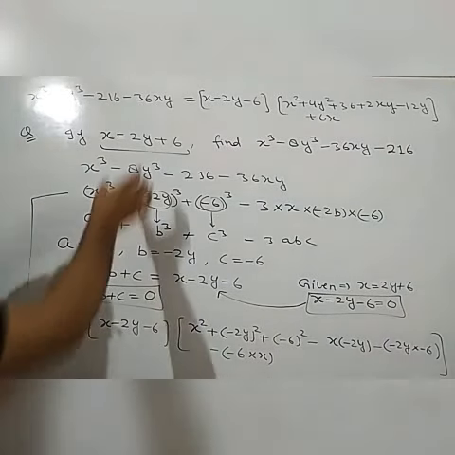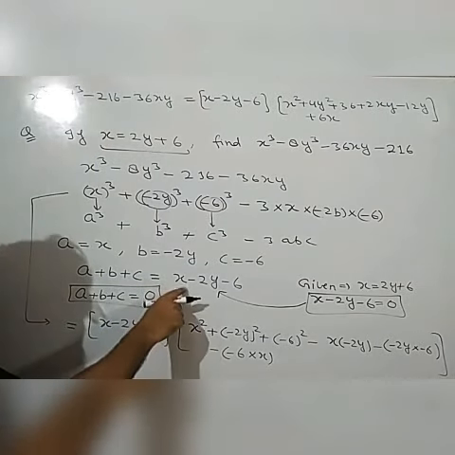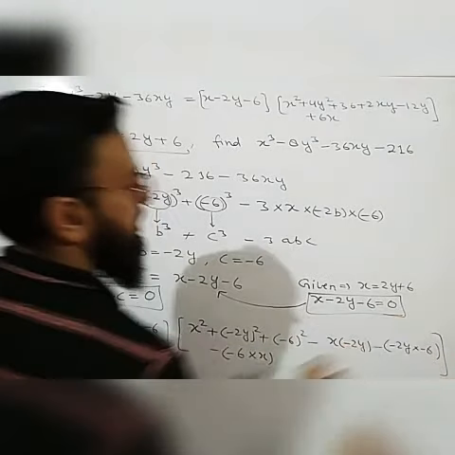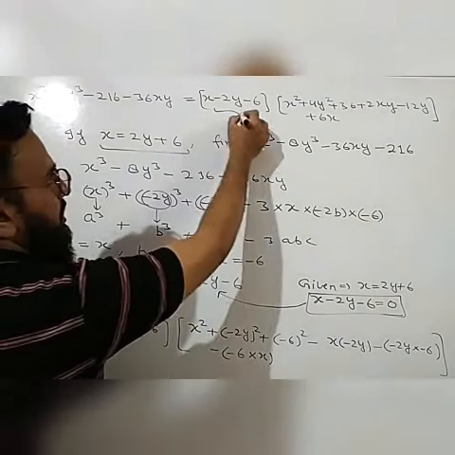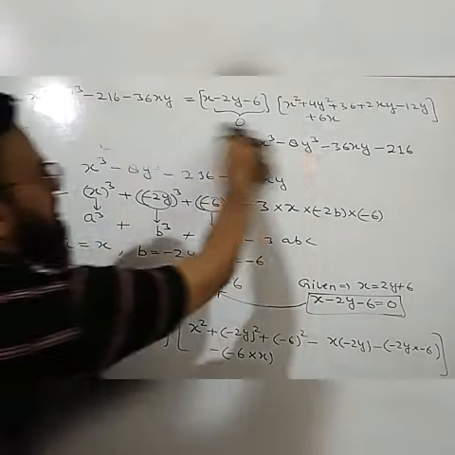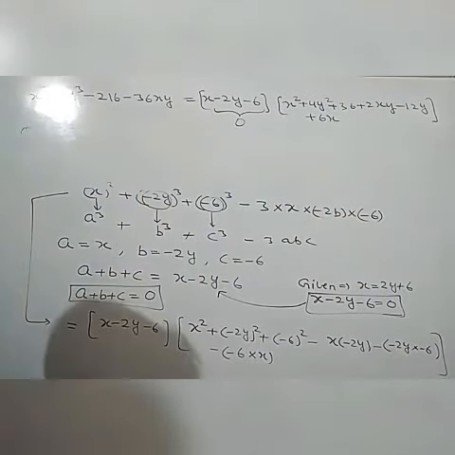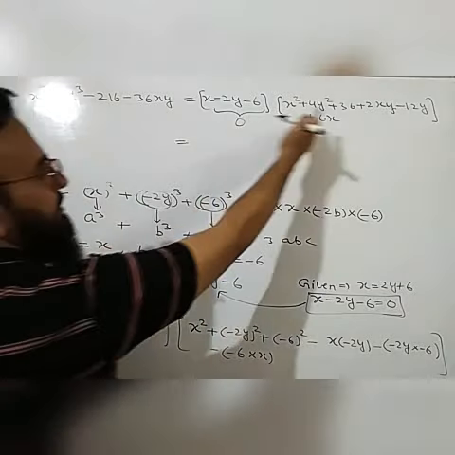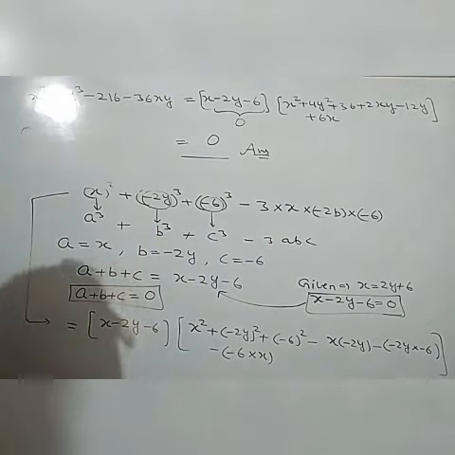Now we have to find the value of this term. We have already got that the sum of these three terms, x minus 2y minus 6, is equal to 0. So we can put the value of this term as 0. And when we put x minus 2y minus 6 equal to 0, then what will be the answer? 0 multiplied with anything is always equal to 0. So our answer is 0.